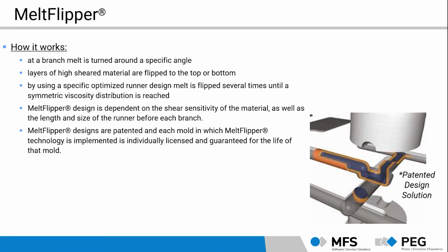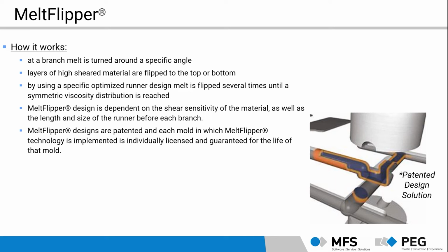So, what is the MeltFlipper technology now? The idea is to rotate the melt at a branch around a certain angle to change from what we call a left-right viscosity gradient, or left-right difference in viscosity, to an up-down difference. This is achieved by designing a height offset in the channel at each branch. The exact design of this height offset depends on different parameters like the material, or better to say on its shear sensitivity. It depends on the flow length, the runner size, the cavity volume, etc.